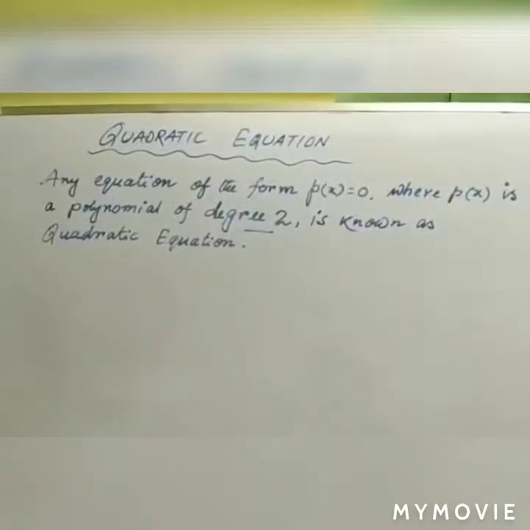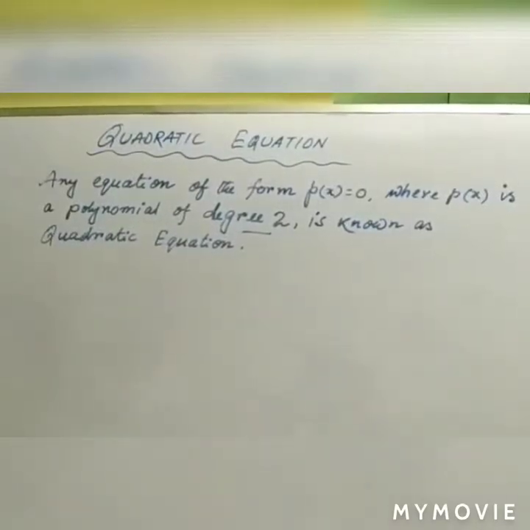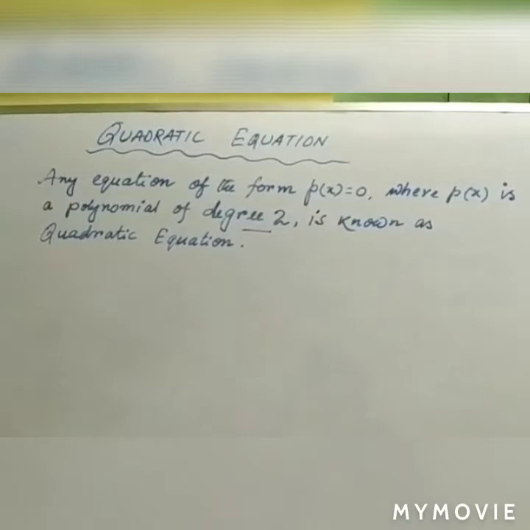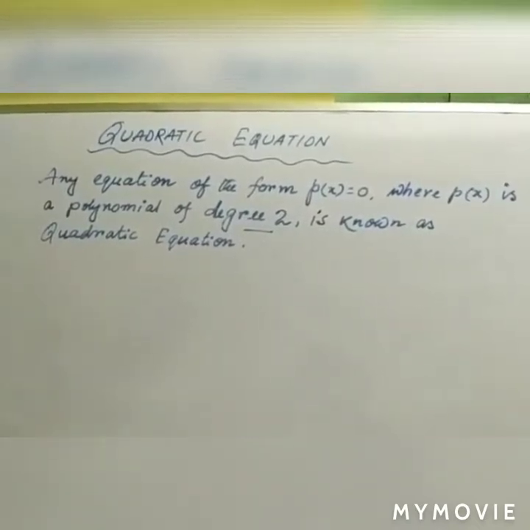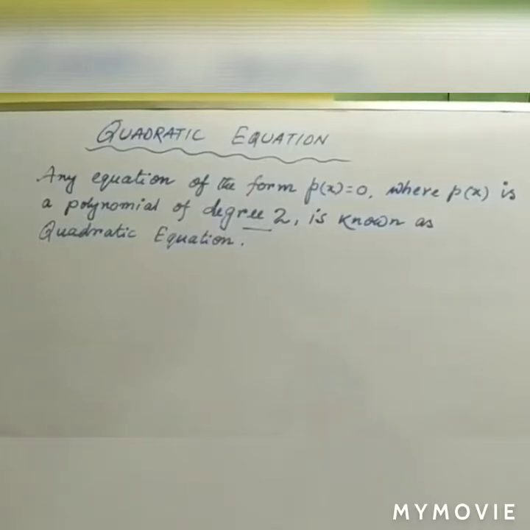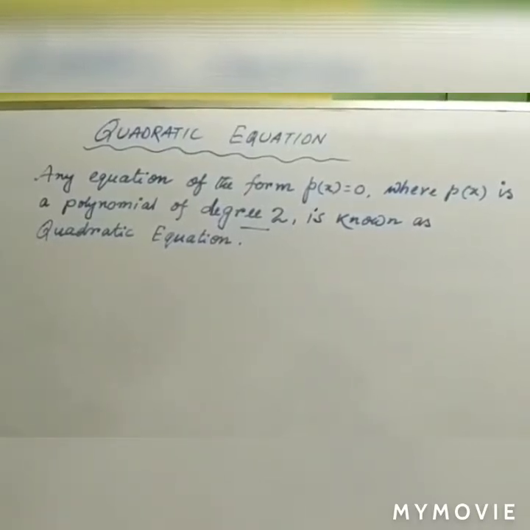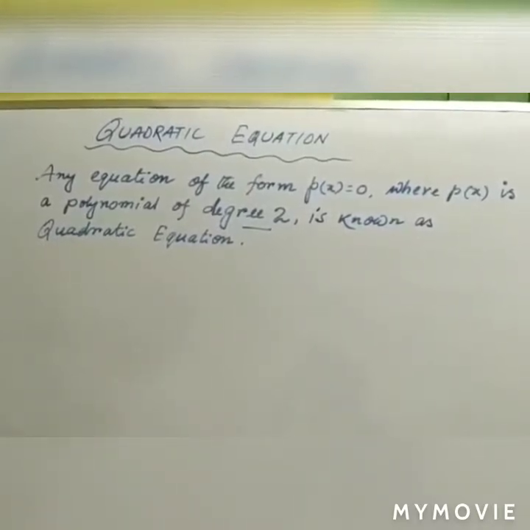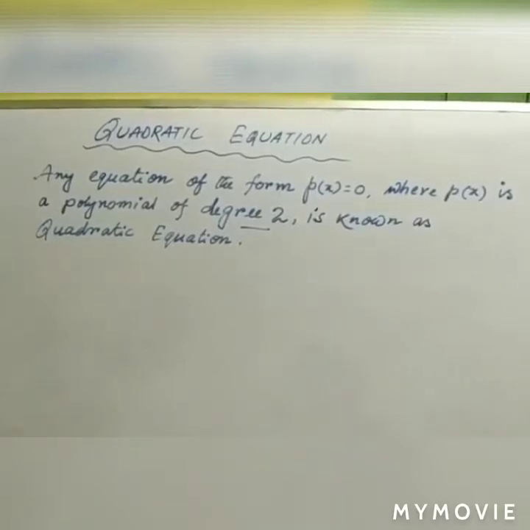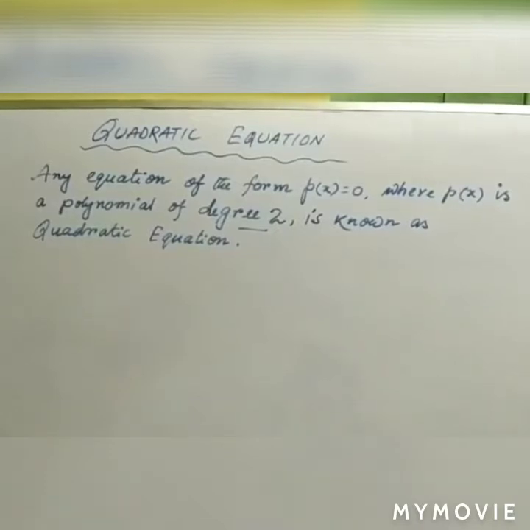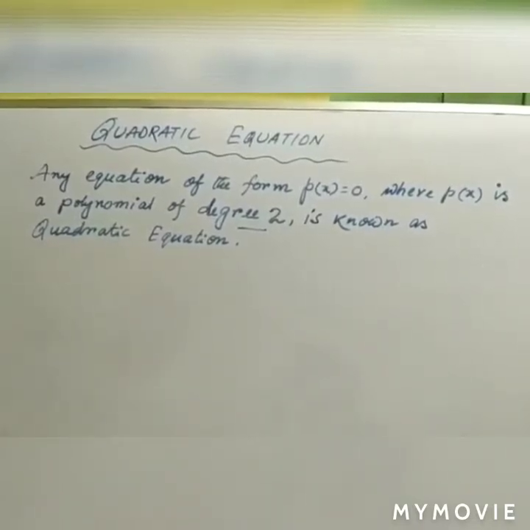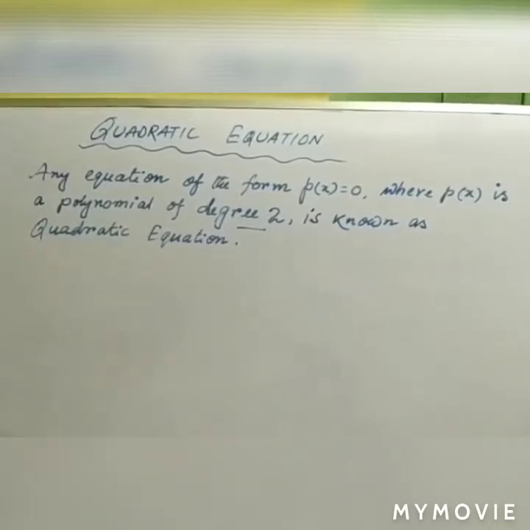So let's see the quadratic equation, which is from your chapter number 4. At first you need to understand what a quadratic equation is. Previously, in the polynomial chapter, you learned about the quadratic polynomial, a polynomial with degree 2, where the highest power of the variable is 2. If that quadratic polynomial is converted into an equation, then that equation will become a quadratic equation.